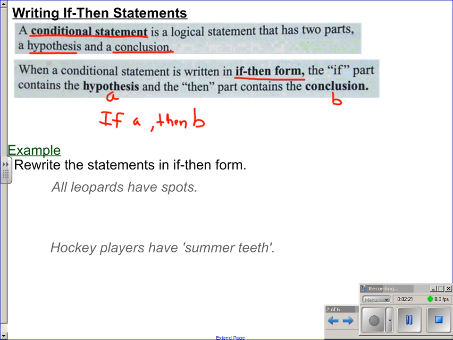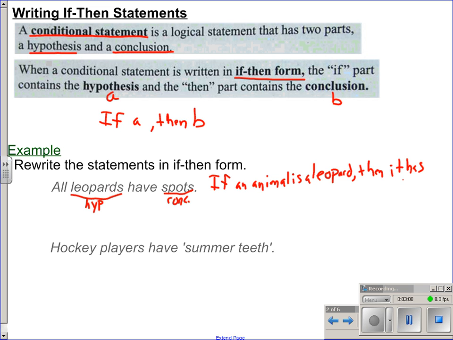So, the leopard part is our hypothesis. Having spots is the conclusion. So our statement is, if. And now, before I finish writing the rest, when you're writing these if-then statements, feel free to add some words so that it becomes a sentence. Don't just put "if leopard then spots." That sounds terrible. You can add some extra words in there so the sentence flows and it's an actual sentence and it makes sense. So, if an animal is a leopard, then it has spots. That would be our if-then format for this statement.